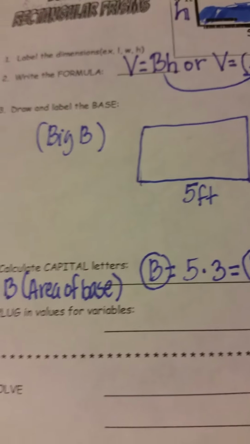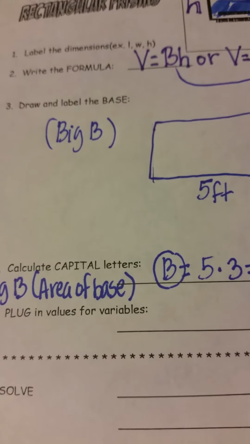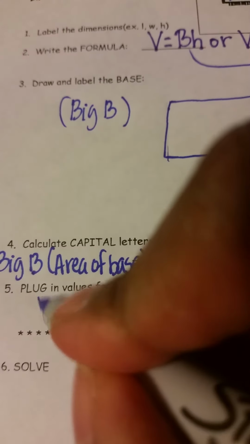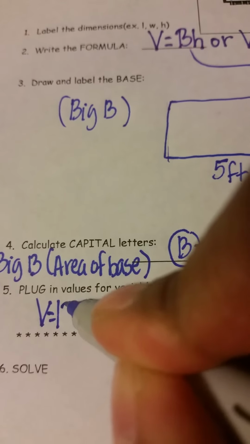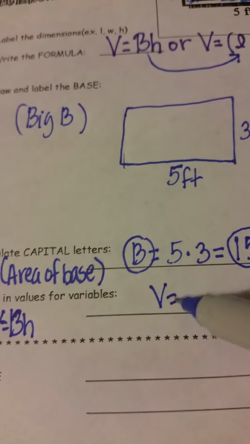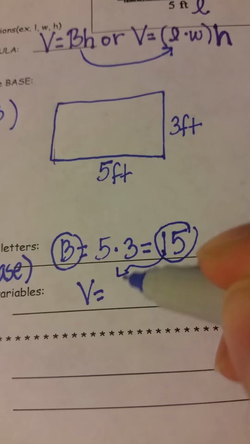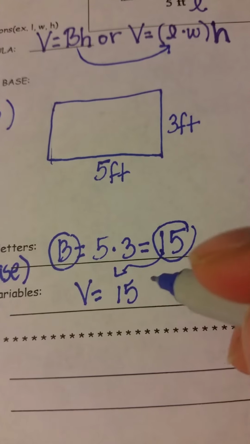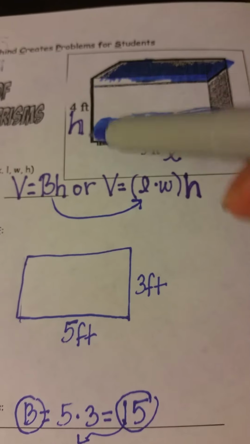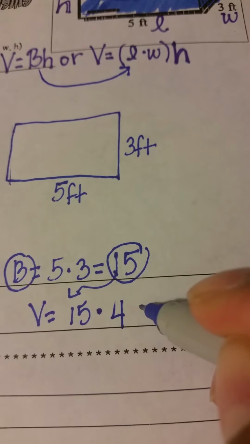Okay. Now my next step is to plug in the values for the variables. So I'm just gonna rewrite my formula down here. So all I'm gonna do is plug it in. So V equals, and we already have big B, so take whatever you just calculated and just bring it on down. And then times the height, which is the height of the entire figure. So that's going to be 4. Okay.